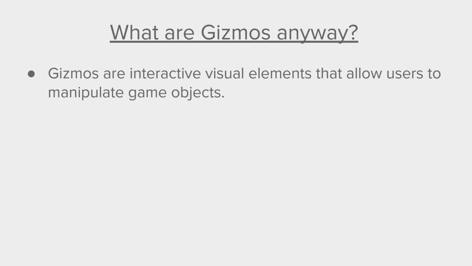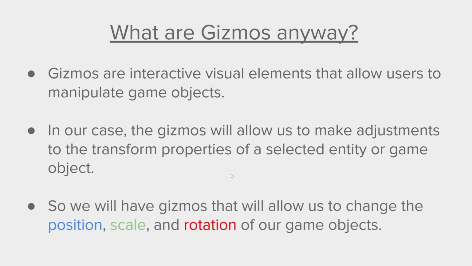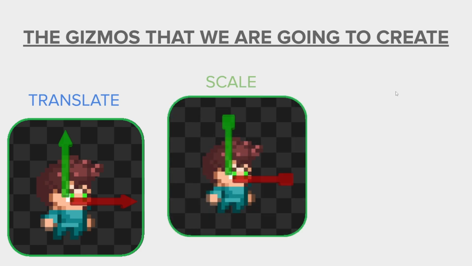Gizmos are visual elements that will allow us to manipulate game objects or entities in our editor. In our case, gizmos will allow us to make adjustments to transform properties of a selected entity. These are basically convenience widgets that will allow us to quickly change the position, scale, and rotation of our game objects. We can already achieve this right now by changing the object properties in the properties panel. However, with the gizmos, you can make the changes faster and then use the properties display to tweak the values if needed. All right, so the gizmos that we're going to create are the translate, scale, and rotate gizmos.